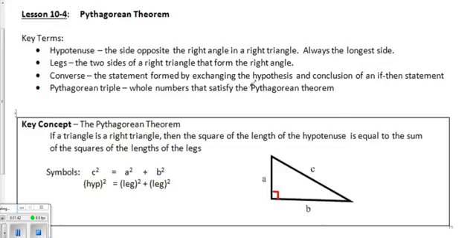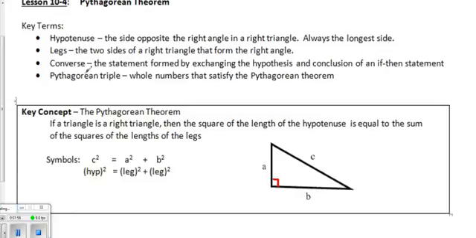There are cats with 4 legs. There are deer with 4 legs. There are pigs with 4 legs. So the converse isn't always true, but we're going to see that sometimes both a regular statement and its converse can be true. Pythagorean triple.